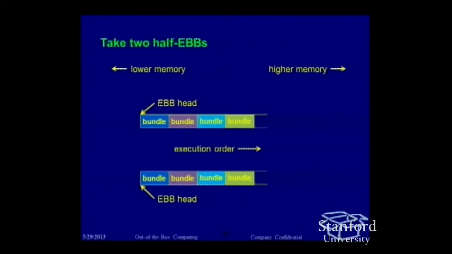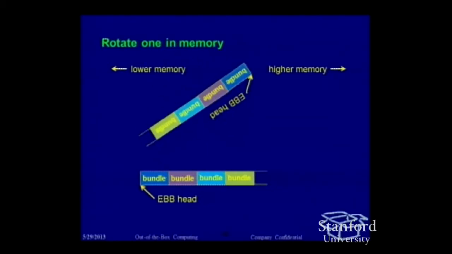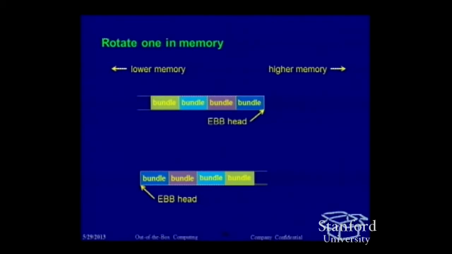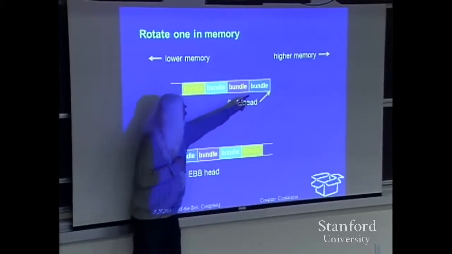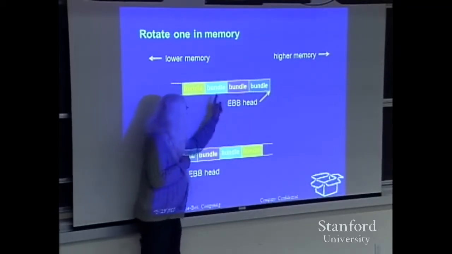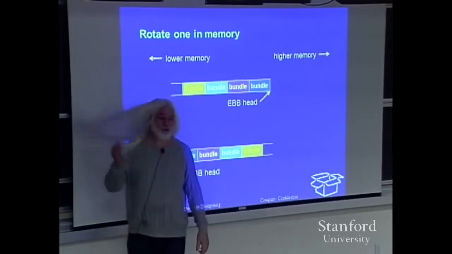They're organized from lower memory to higher memory, as usual. Execution order. So you rotate one in memory. Now one of them executes toward increasing addresses, and the other one is going to execute in terms of decreasing addresses. Notice we still have them color-coded. Those are run together.